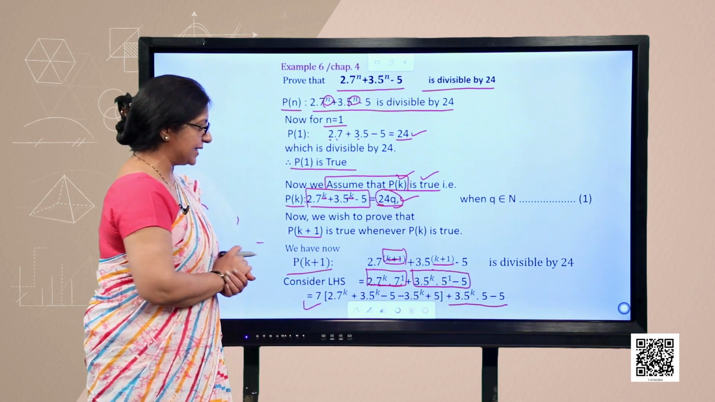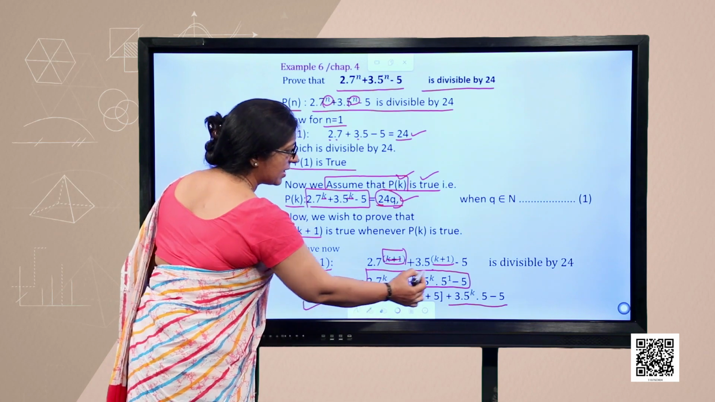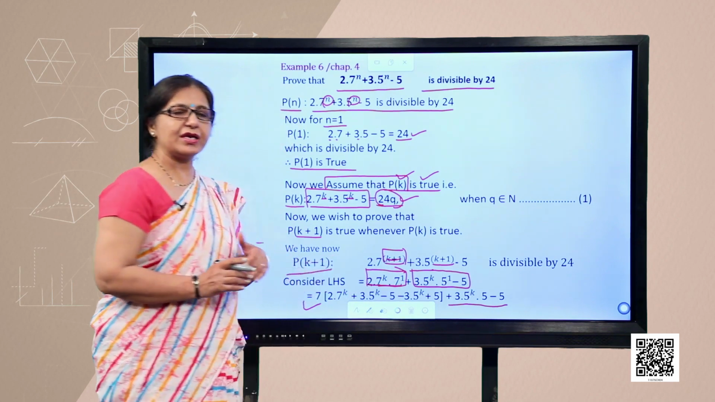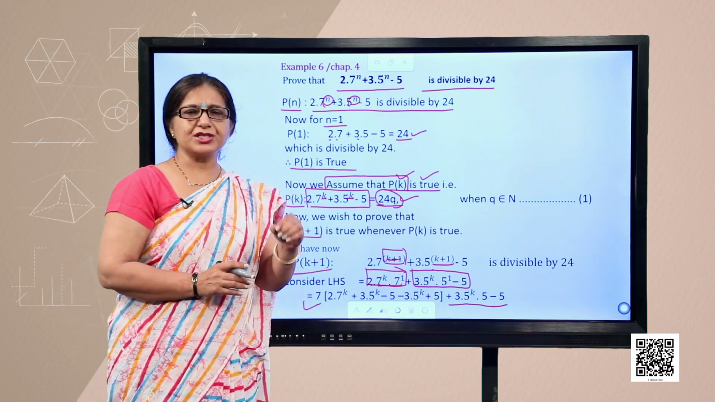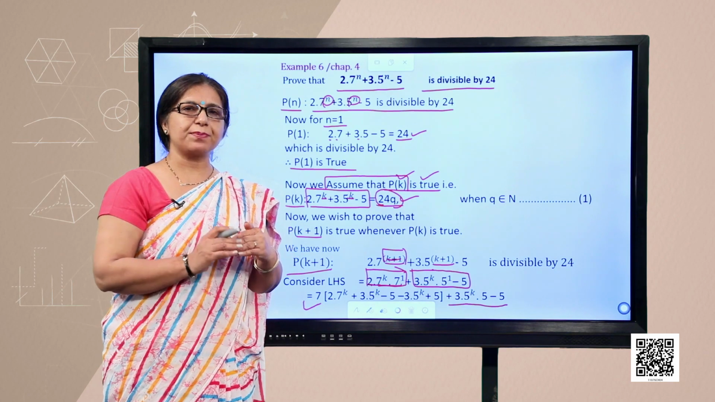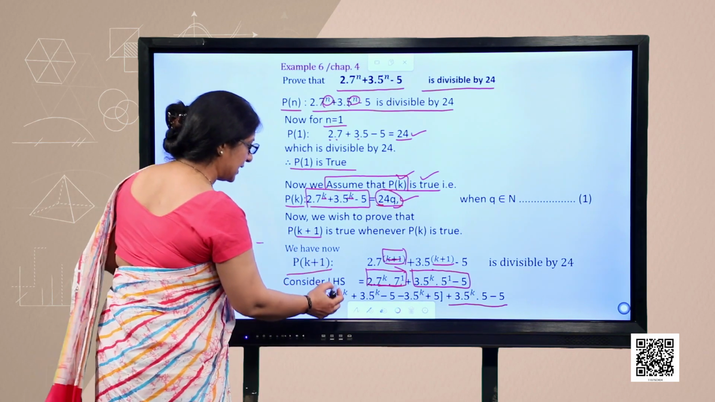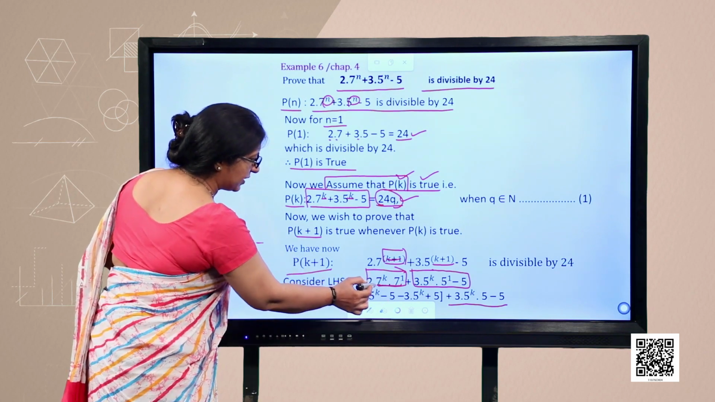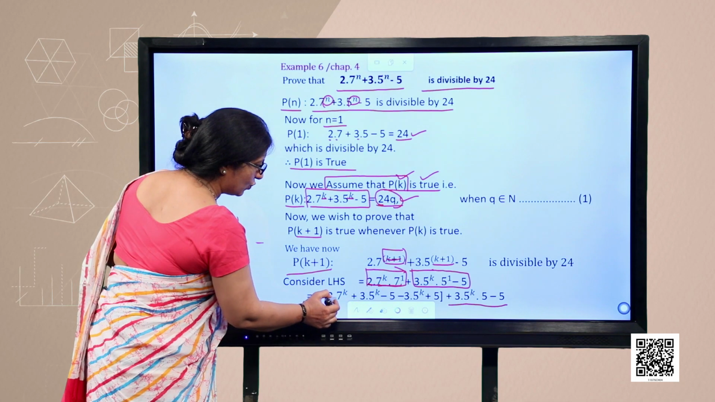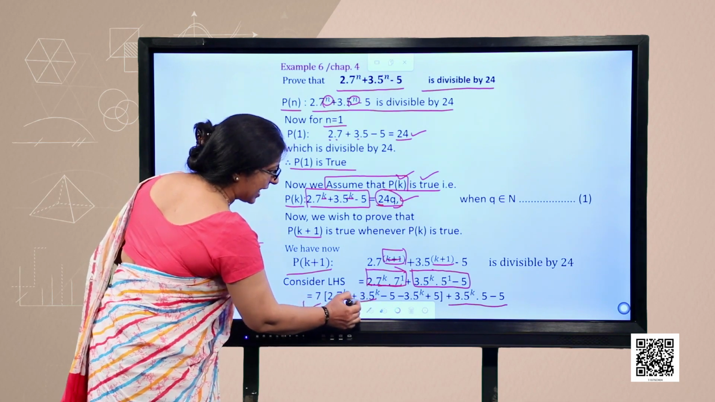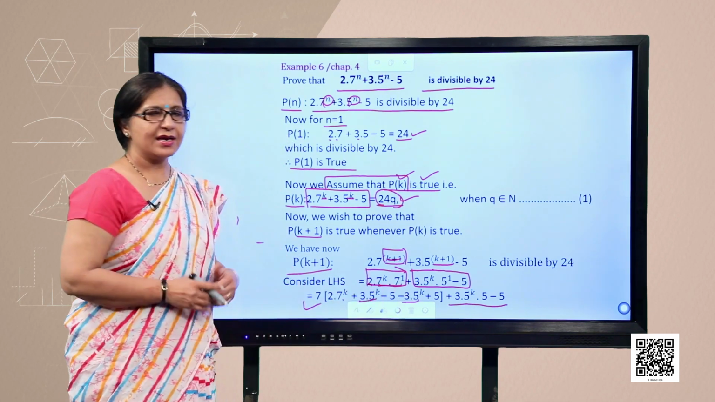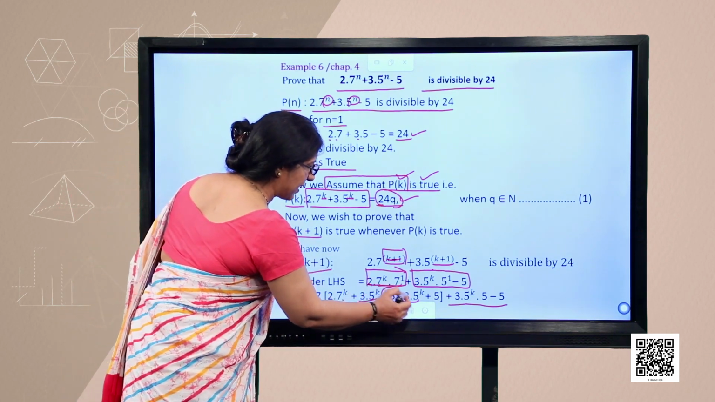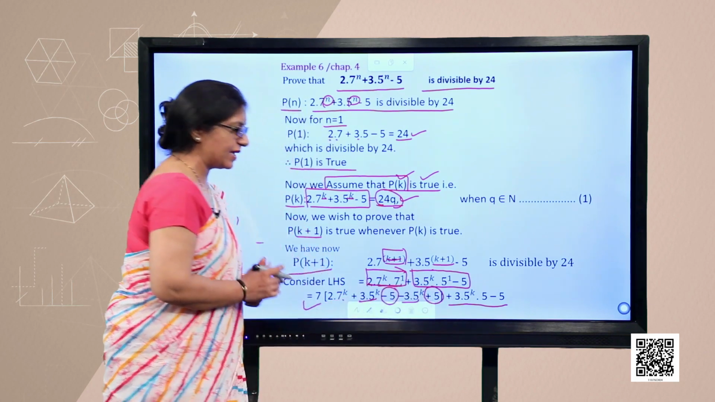We are going to make a change or add something to this part. We will not touch this part. Whenever we make some addition to some expression, we need to subtract the same term also. Similarly, here what we have done is we have taken 7 outside. What we are left with is 2.7 power k. In 2.7 power k, if we add or subtract the same quantity, it is not going to make any difference. Same way, we have subtracted 5 and added 5 without making any difference.